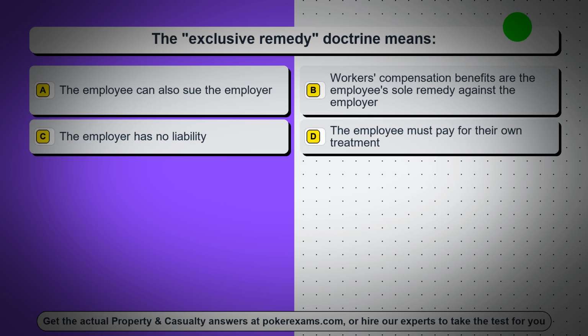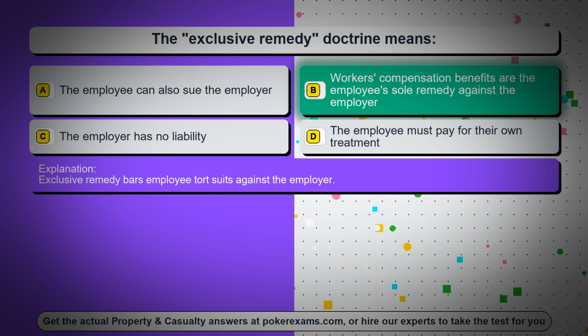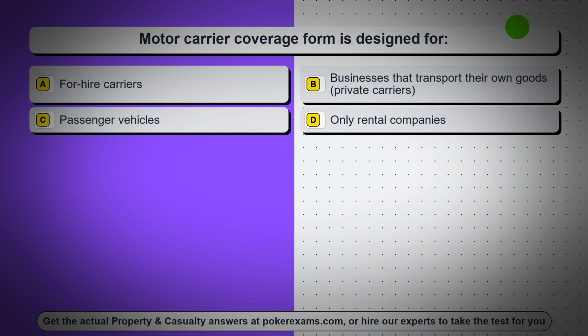Question 62. The exclusive remedy doctrine means. Option A, the employee can also sue the employer. Option B, workers' compensation benefits are the employee's sole remedy against the employer. Option C, the employer has no liability. Option D, the employee must pay for their own treatment. The correct answer is option B, workers' compensation benefits are the employee's sole remedy against the employer. Exclusive remedy bars employee tort suits against the employer. Question 63. Motor carrier coverage form is designed for.